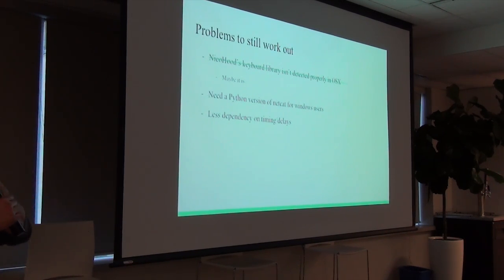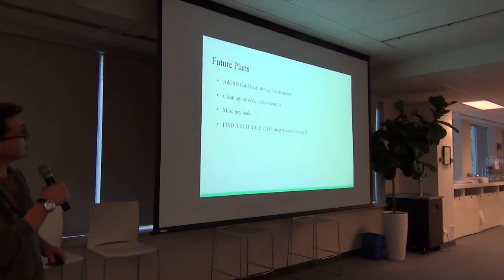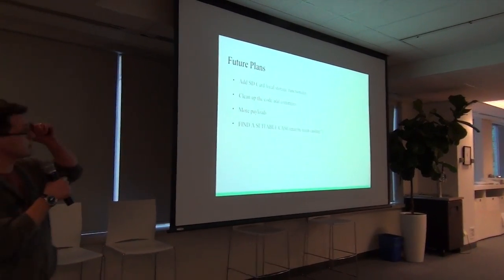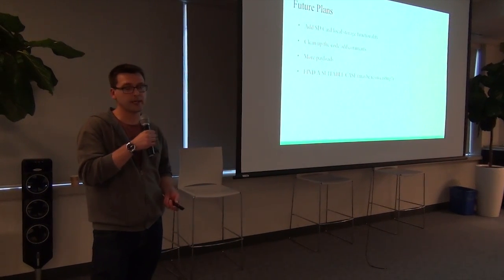One of the things I'd like to do is get a Python version of netcat built in as well, so that you don't need to actually use netcat to capture shells. You can just use one of the helper functions in it. I'd also like to somehow figure out less dependency on timing and delay, but that's going to be difficult. So future plans, I want to add an SD card so I can have local storage. It's the one thing that I don't have that the USB Rubber Ducky has.